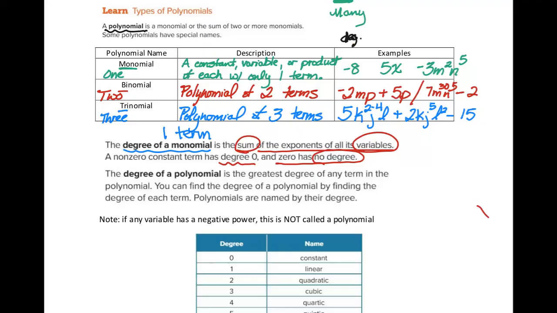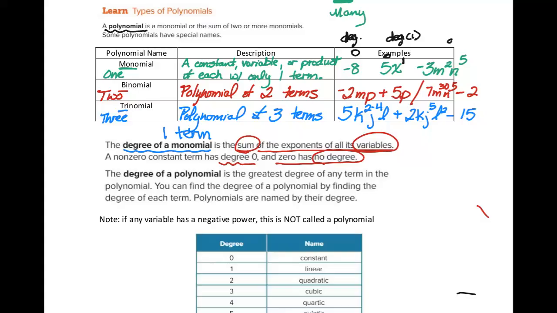Okay, so the degree of -8, that is a constant. What is the degree of a constant? 0. The degree of 5x, you only look at the variables. Now, this variable does not have an exponent, but we know you can put a 1 on it. So that is a degree of 1. Okay? You have to add. Now, the degree on the 5, that would be a 0 because it's a coefficient. That's not a constant, that's a coefficient.